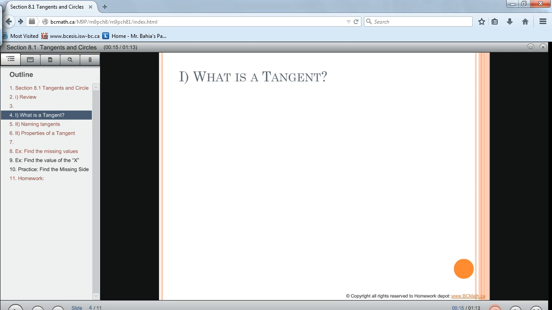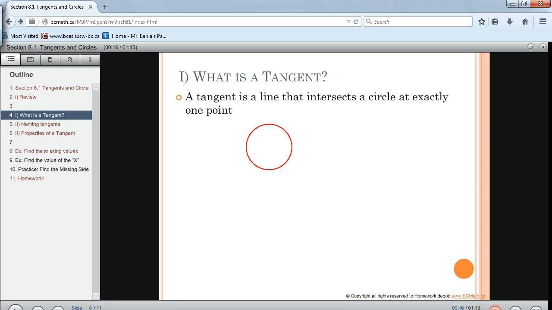Let's move on to what a tangent is. A tangent, here's the wordy definition they always give you. They say that a tangent is a line that intersects a circle at exactly one point. What does that mean? Here's a circle. There's a line. That line touches the circle just at one point. So that's a tangent. Where it touches, it's got a special name. That point where it touches is called the point of tangency.